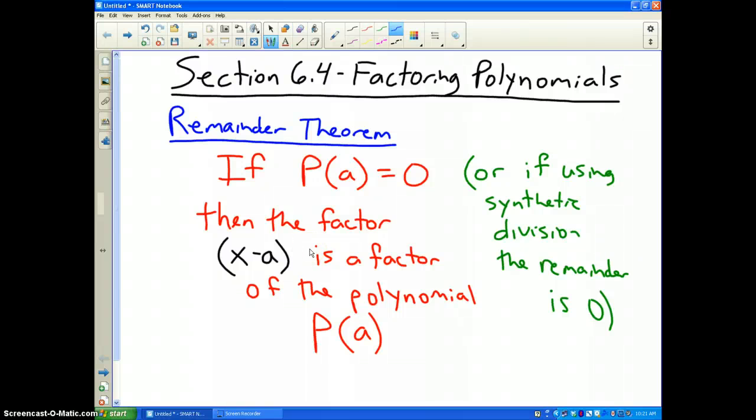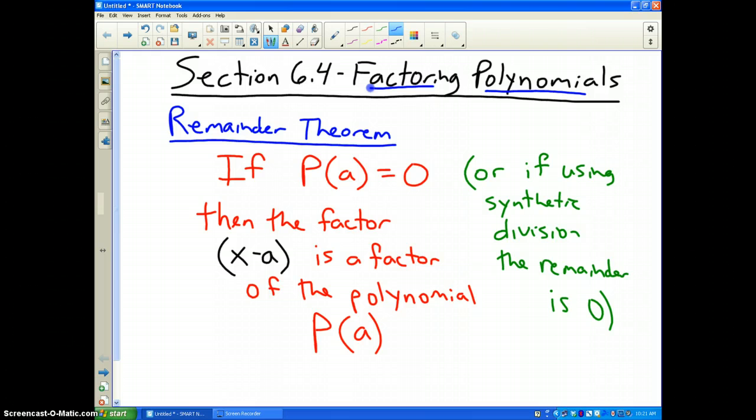Section 6.4 is the skill that we need in order to factor and solve polynomials. And so in section 6.4, we're going to look at a number of different ways to factor a polynomial into all its different factors so that when we get to section 6.5, we can solve the polynomials.